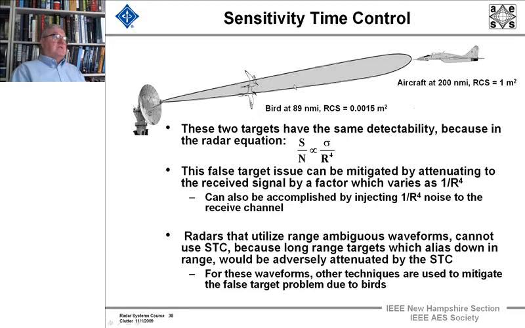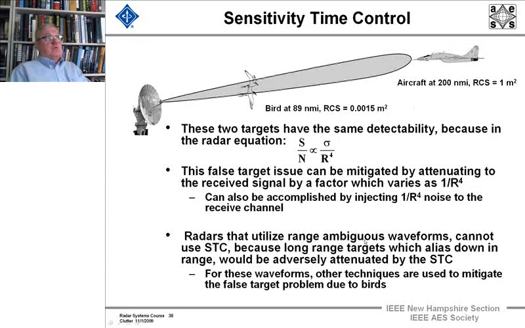And this can be accomplished by injecting noise which goes as 1/r^4 into the received channel. And the radars that utilize range ambiguous waveforms cannot use sensitivity time control because the long range targets, which will alias down in range, would be adversely attenuated by the sensitivity time control. And we'll get into this ambiguous range issue.